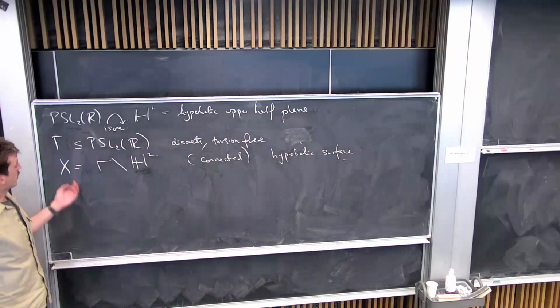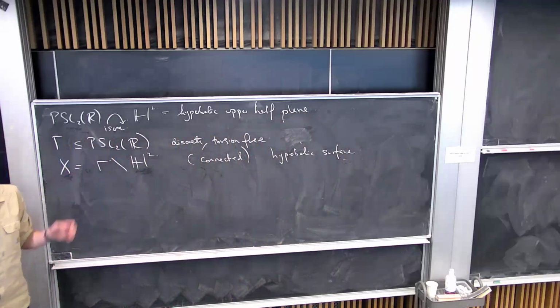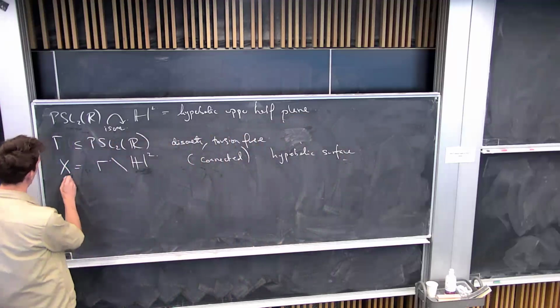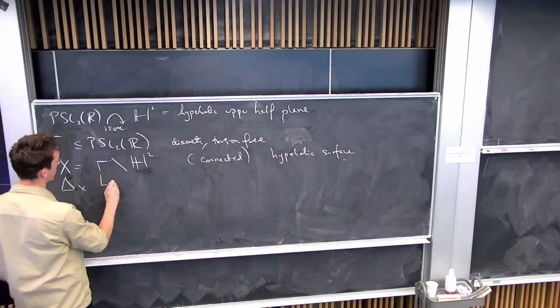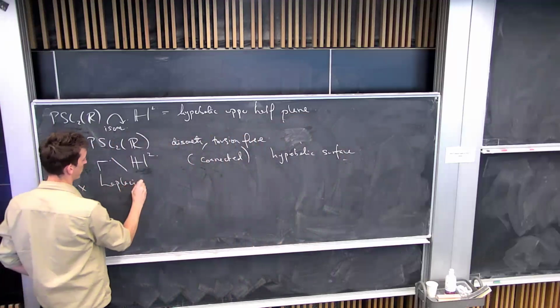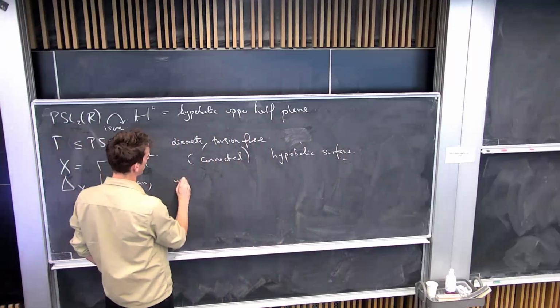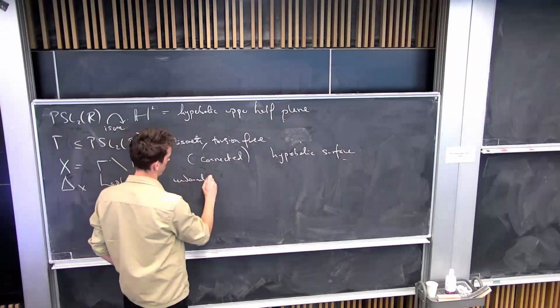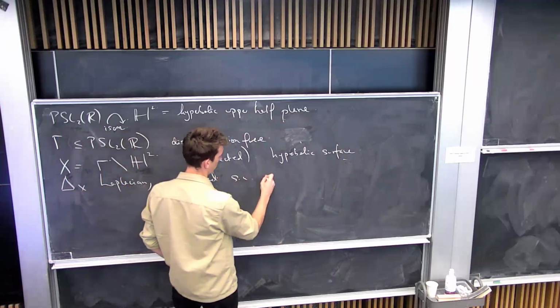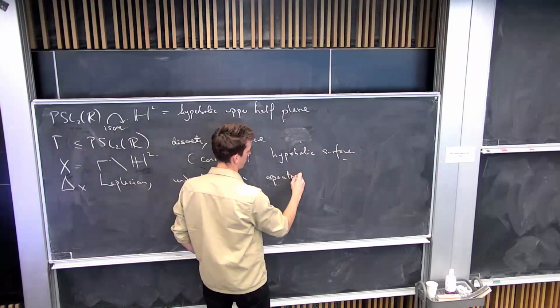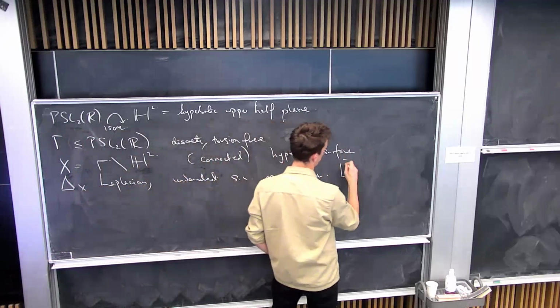Okay, so this is a Riemannian surface that has a metric and therefore has a Laplace-Beltrami operator. The Laplacian on the surface X. What do I want to say about it? It's an unbounded self-adjoint operator on L2 of X.